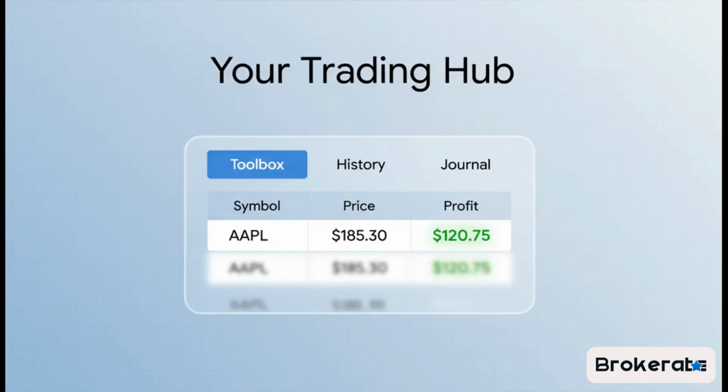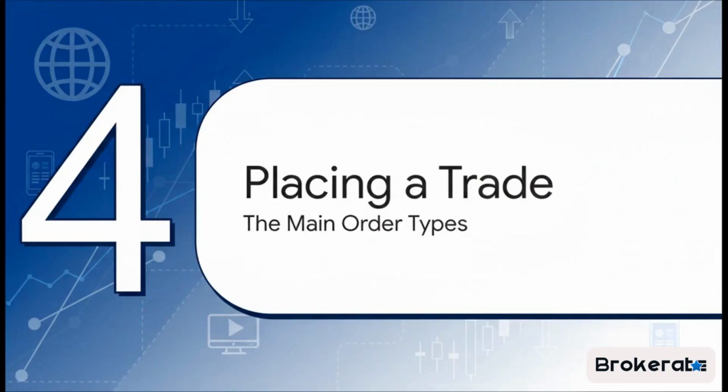And then, all the way at the bottom is the Toolbox. This is basically your account's dashboard. It shows you everything that matters: your balance, any trades you have open right now, your profit or loss, and your entire history. It's where you go to check the score. All right, so you know the layout. Now for the exciting part.